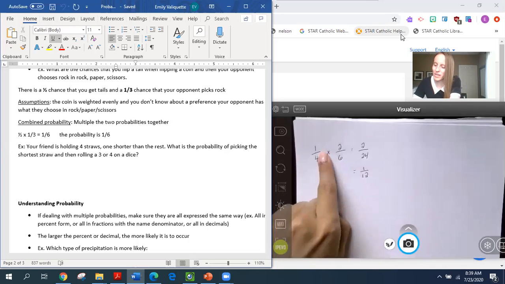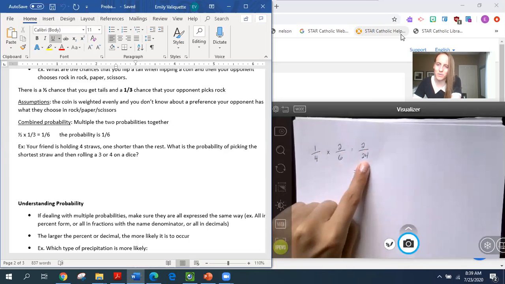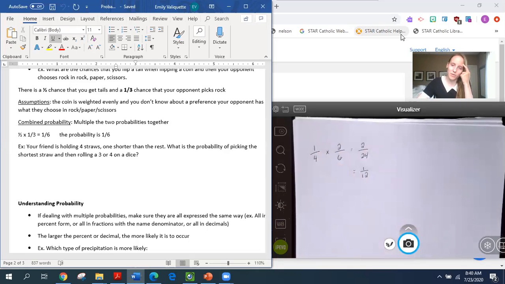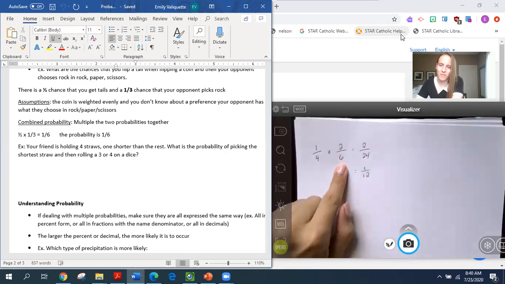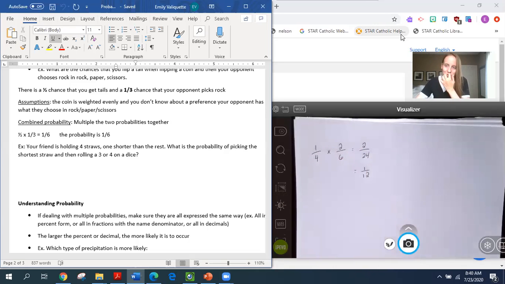And then we just multiply straight across the top, we get 2, straight across the bottom, it gives us 24. And then of course we always need to put our answer in lowest terms, so that is 1/12. You could have also, if you wanted to, put this fraction in lowest terms before you multiplied, and that would have given you the answer in lowest terms. But I usually just wait till the end to do that. Either way is fine.